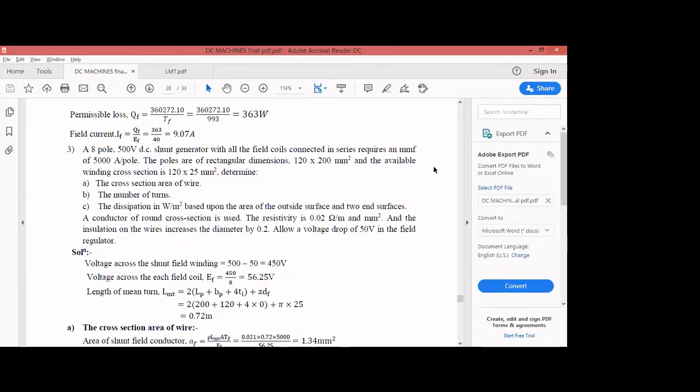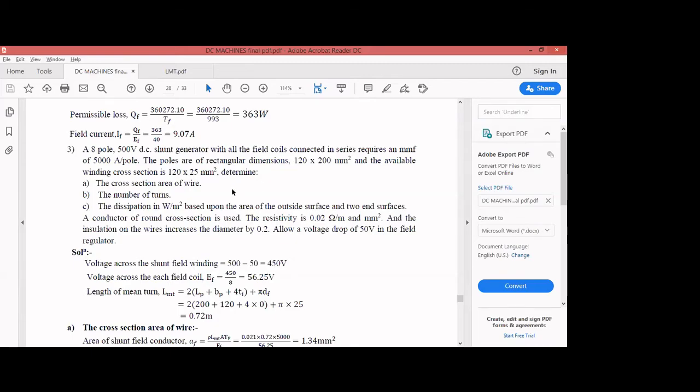Let us consider this shunt generator with all field coils connected in series, requiring an MMF of 5000 ampere per pole. The poles are rectangular, 120 into 200 mm square, 120 width and 200 length. The available cross section is 120 into 25 mm square. I told this in another way yesterday, just to rectify it: the winding cross section is 120 into 25 mm square.